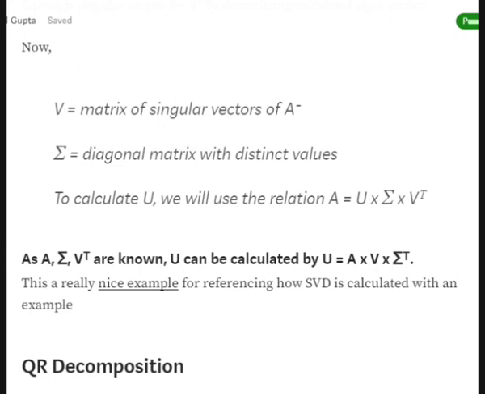And for calculating U, the third remaining matrix, we can use this particular equation, because in it we have A equals U cross sigma cross V transpose. We know A, we know sigma, we know V transpose. So using this equation, U equals A cross V cross sigma transpose, and placing all these values, we will get U also. So in this way, SVD happens, where using singular values we construct our decomposed matrices.